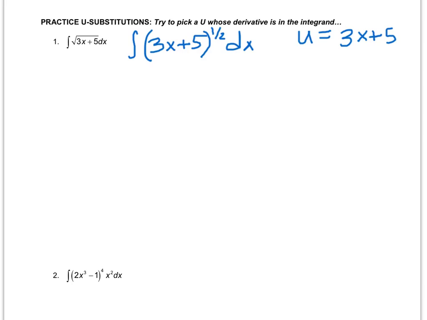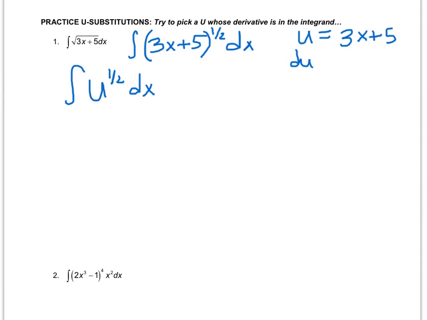All right, let's see how you did. First things first, let's go ahead and rewrite our original integrand. And instead of writing 3x plus 5, I'm going to say U to the 1/2. But I have got a dx and a U, and x's and u's don't play nice together. Actually, x's don't play nice with anybody. See what I did there?